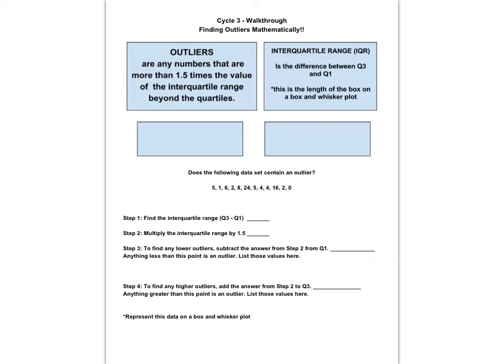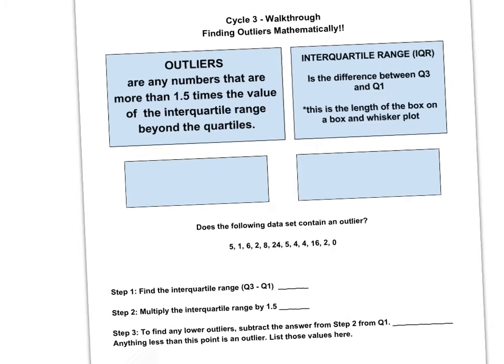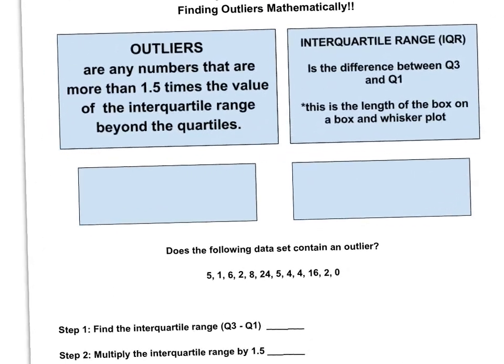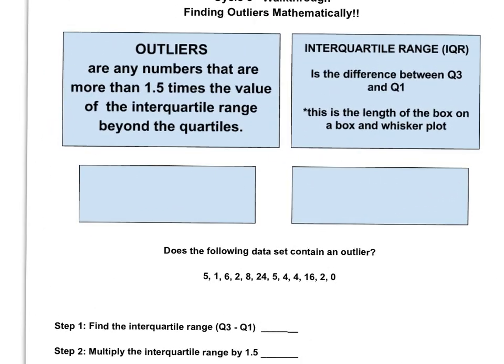Outliers mathematically are numbers that are more than 1.5 times the value of the interquartile range beyond the quartiles. So we'll get what that means here in a second, because that's a lot of words. In this box for outliers, I just want you to write that you take 1.5 times the interquartile range. That's the math that you're going to do. You're going to take 1.5 times the interquartile range.